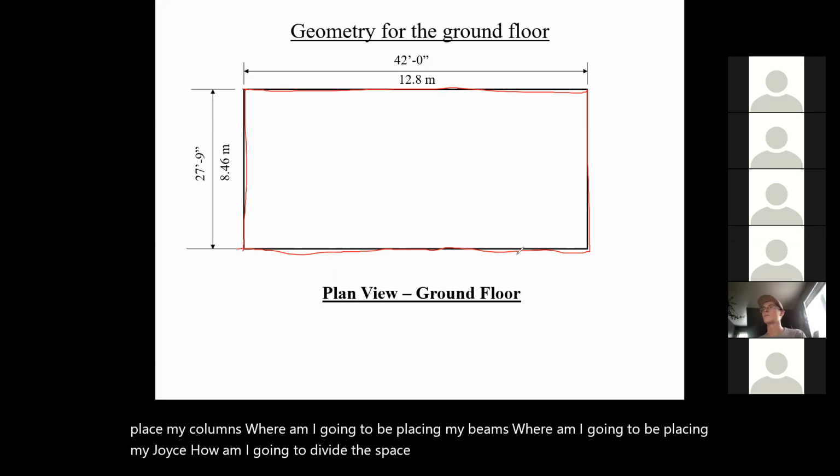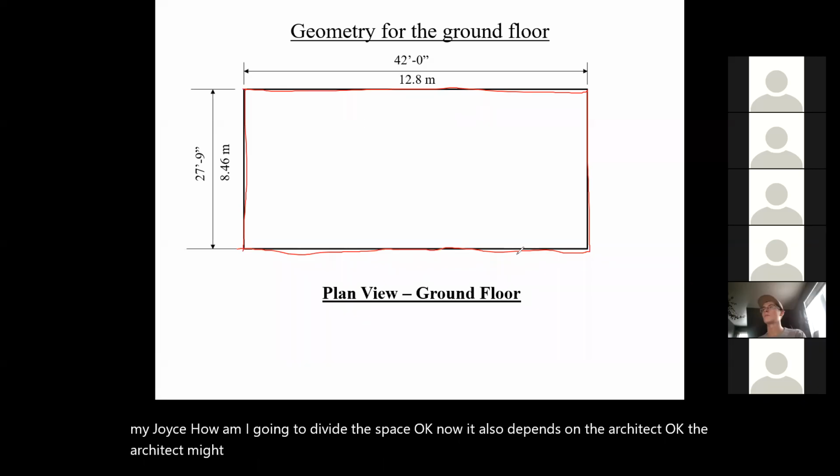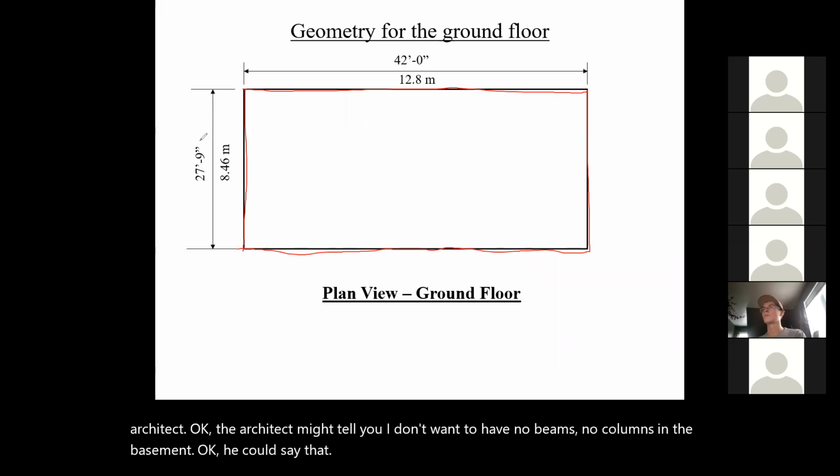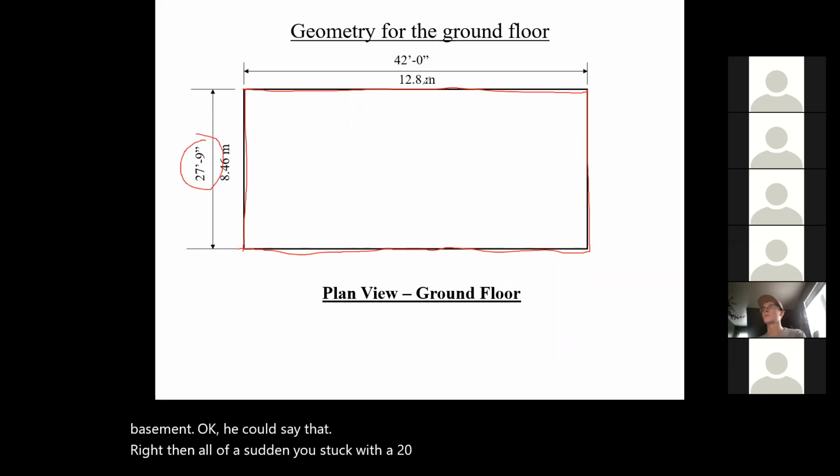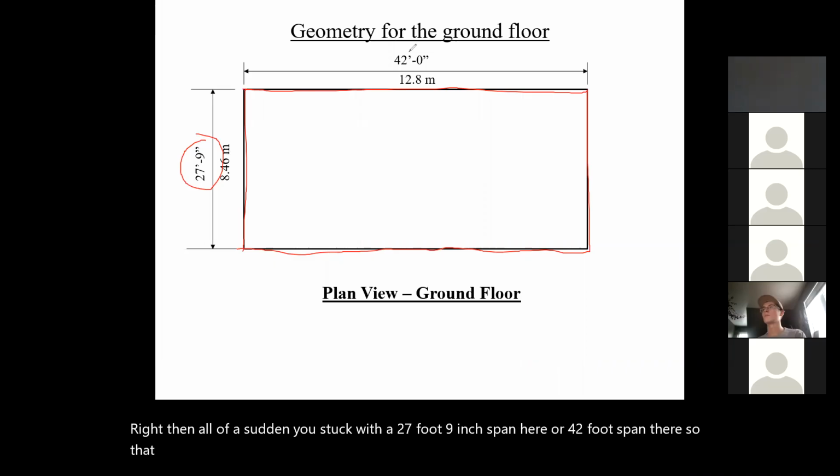Now, it also depends on the architect. The architect might tell you, I don't want any beams or columns in the basement. He can say that, right? Then all of a sudden you're stuck with a 27-foot 9-inch span here, or a 42-foot span there. That becomes ridiculous, especially if these are homes that are going to be built at a modest cost, okay?